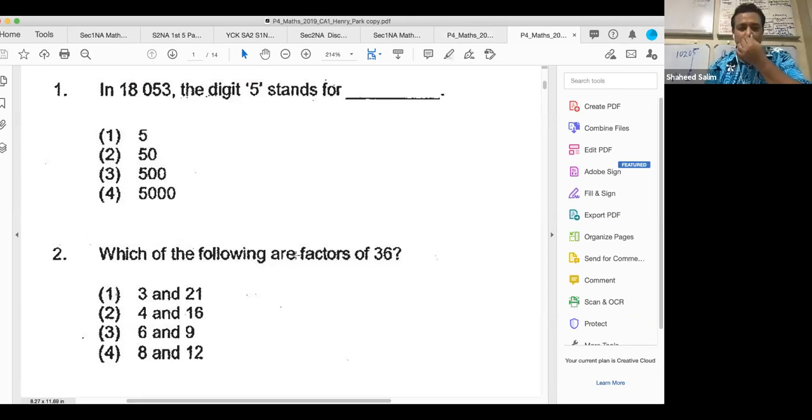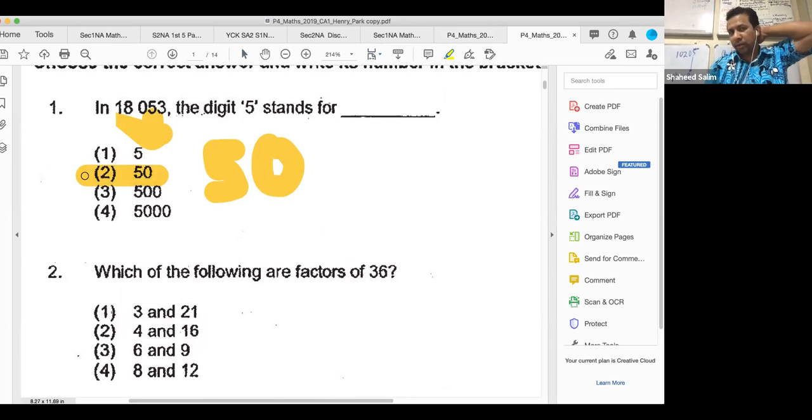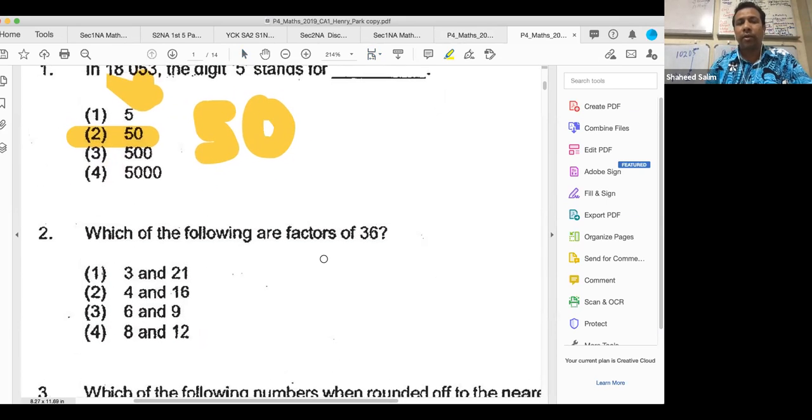All right. So you know this one now. Look at this. Very simple. Draw an arrow down. So write the 5. Beside it must be a 0. So the digit 5 stands for 50. Okay, you all got it correct for this one, right? Let us move to the next one.